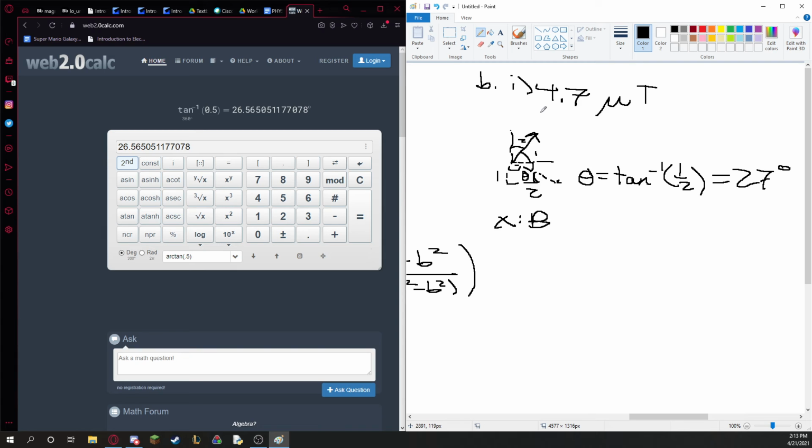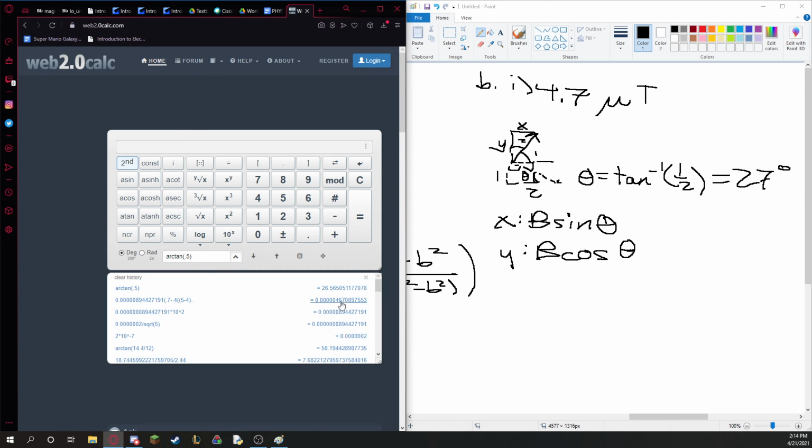SOHCAHTOA, sine is opposite over hypotenuse. Cosine is adjacent over hypotenuse. Opposite here for this angle would be x, and adjacent would be y. So x is going to be b times the sine of theta, and y is b times the cosine of theta, which we go ahead and plug in.